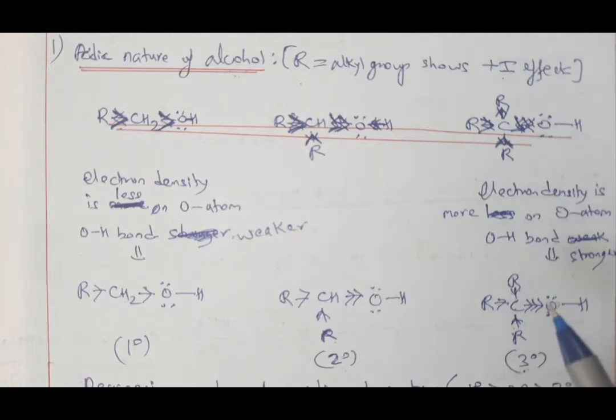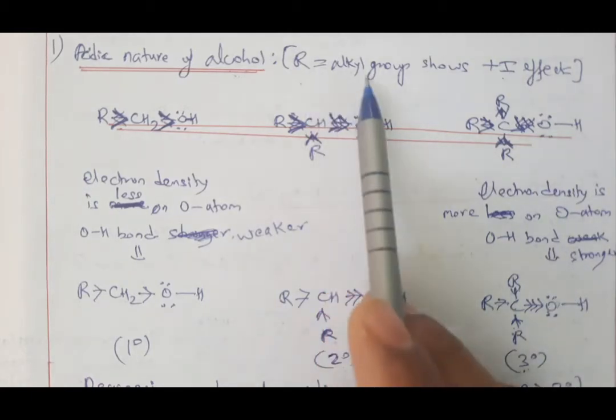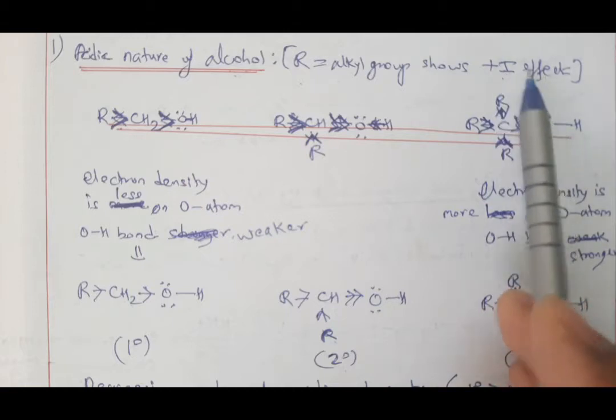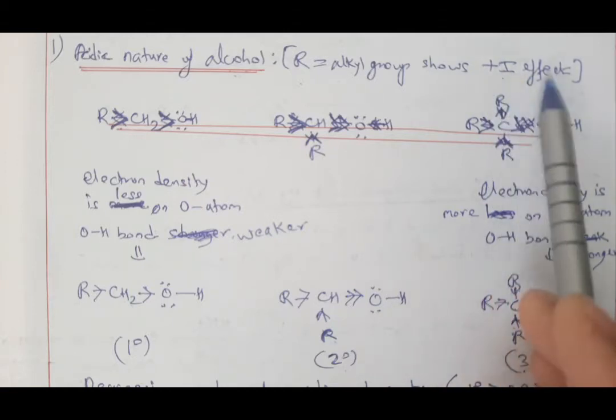So I repeat the whole thing once again. To remember, alkyl group present in alcohol shows plus I effect, plus inductive effect means electron donating effect.